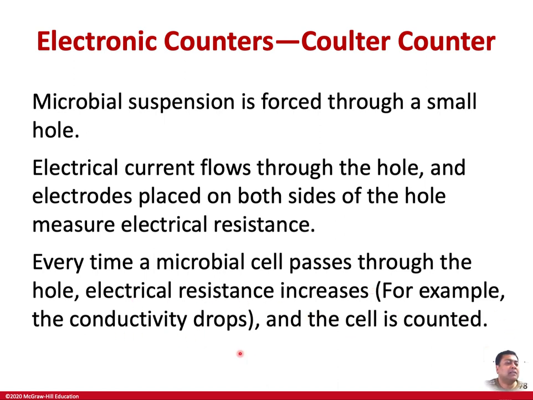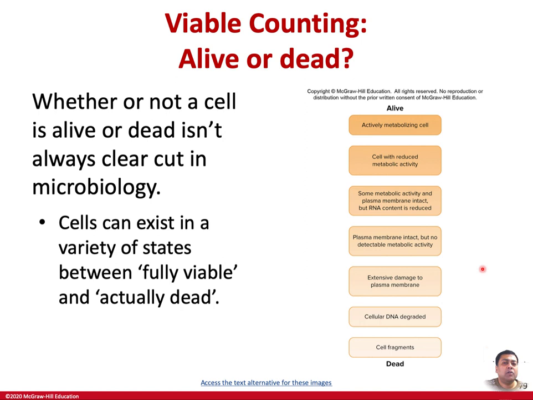For example, the conductivity drops and the cell is counted. So this is your Coulter counter. So this figure describes the states that a cell can exist in between alive and dead. Actively metabolizing cells, cells with reduced metabolic activity.